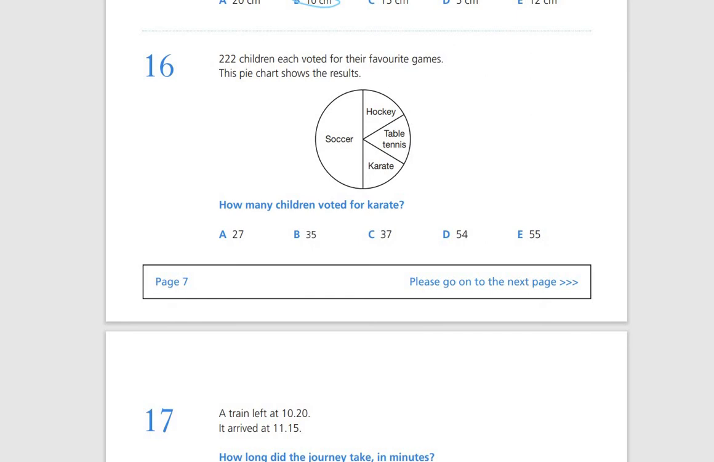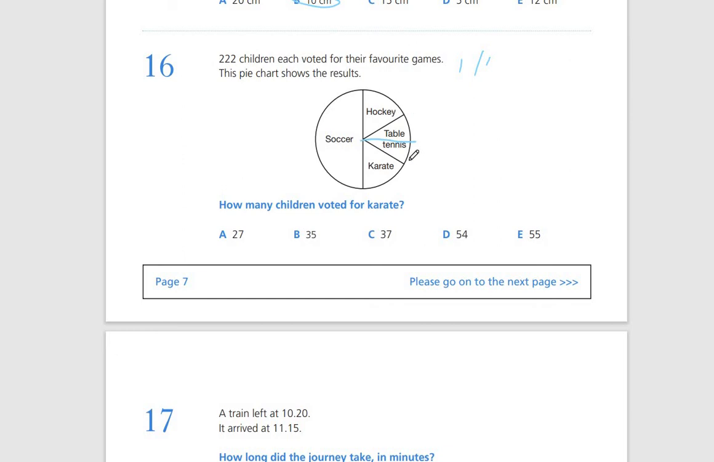How many children voted for karate? 500, soccer 500. Okay, the answer's done. Fine. No, I need to do it properly, don't I? So, karate. Okay, 222 children voted for their favourite game, and half of it, as you can see here, is soccer. Wow, 101 people like soccer. Well done.